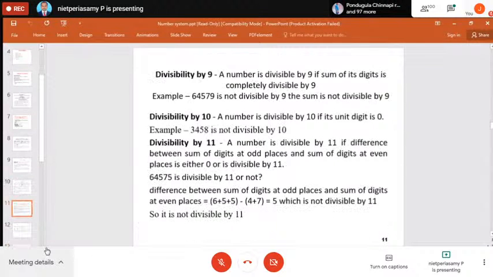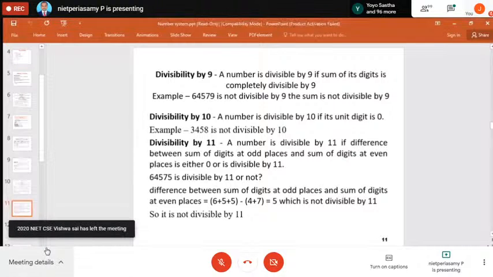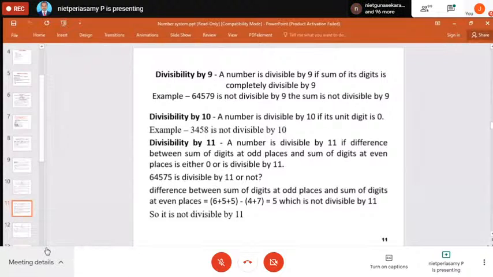Next one is divisibility by 9. The divisibility by 9 is the same as the divisibility by 3. What is the condition for divisibility by 3? You add all the digits in a given numeral, and if the total sum is divisible by 3, then the whole number is divisible by 3. The same concept applies in divisibility by 9. You add all the digits, and if the total sum is divisible by 9, then the whole number is divisible by 9.